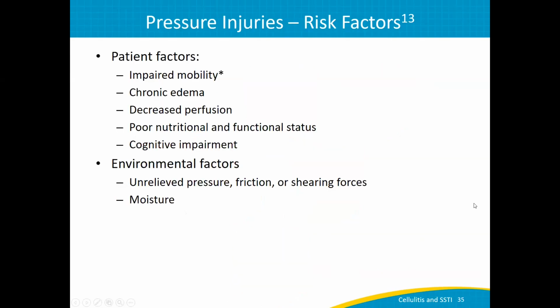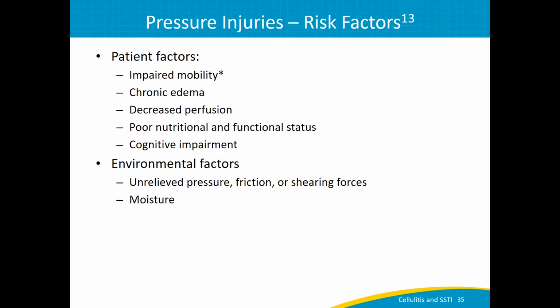So there are many different factors that increase the risk of developing a pressure injury, including patient factors, especially impaired mobility, as well as cognitive impairment, or anything that is going to impair circulation to the affected area, like chronic edema or decreased perfusion. It's also known that poor nutritional status and poor functional status are associated with the increased risk of pressure ulcers. There is not great data for protein supplementation or vitamin C supplementation as specific ways of reducing the risk of pressure ulcers, although that has been studied.